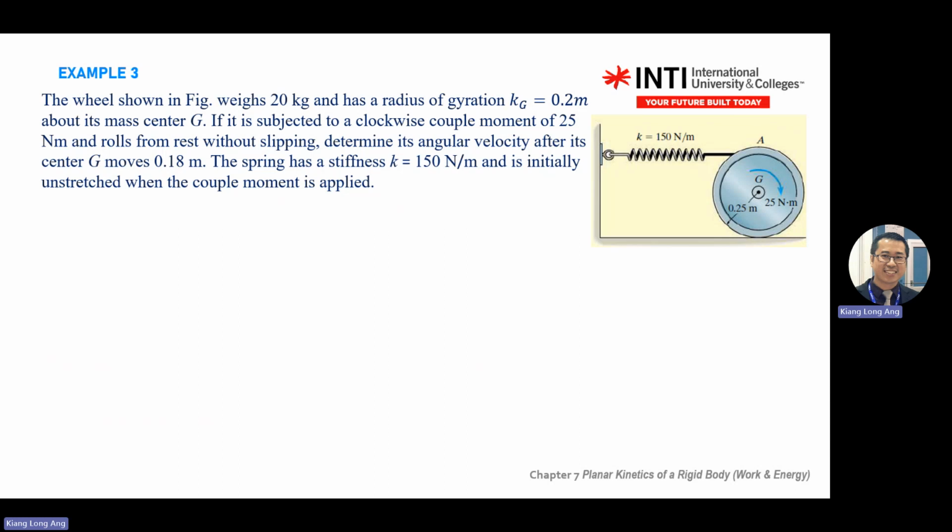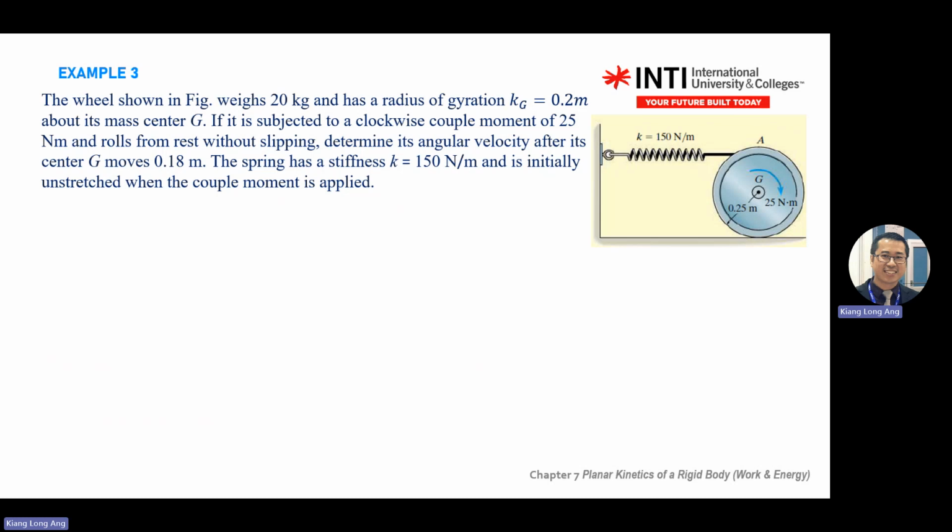Meaning what? In your free body diagram, we expect you to put in friction force and normal force. But friction force and normal force do not generate work. You must write that one. Fs, F friction, and normal force do not generate work. That one costs you 1 to 2 marks. If you don't write it, then no mark I can give you. Right? They give you the center of mass G moving a certain distance. Stiffness is given, so and so.